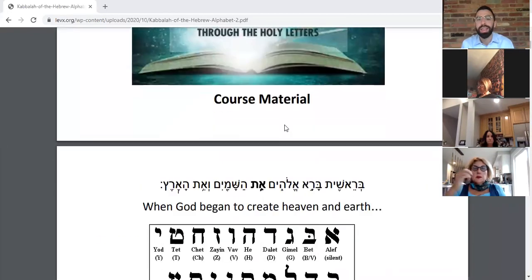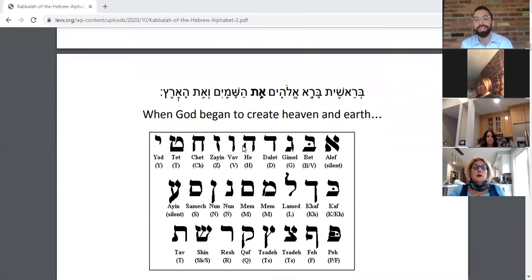And as we're going to see next week, sharing my screen again here, the hay is going to lead straight into the vav. But what is the vav? The vav also looks a lot like the yud, except with a much longer line. So the vav is going to really take the little yud, the little hidden spiritual point within the hay, and say, let's grow that. Let's bring that out into the open.